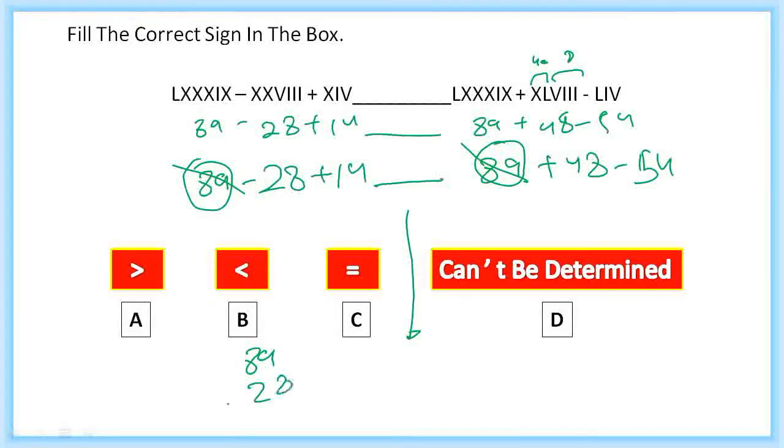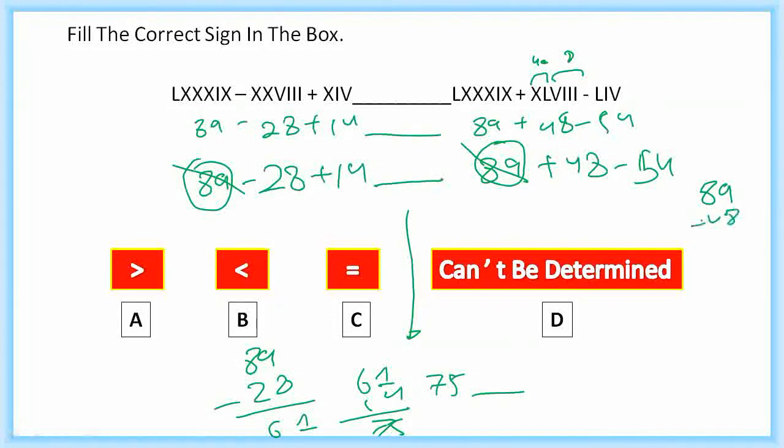89 minus 28 will become what? 61. Now 61 plus 14 will become what? If I add it, it becomes 75. 75, okay. Second half becomes 89 plus 48, and if I add them, I will get 137. And 137 minus 54.